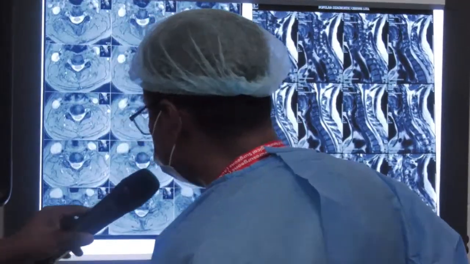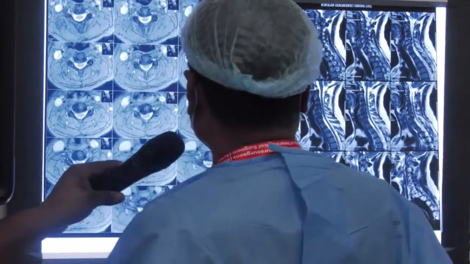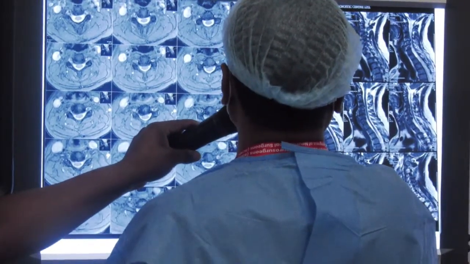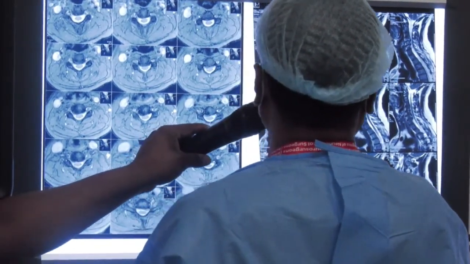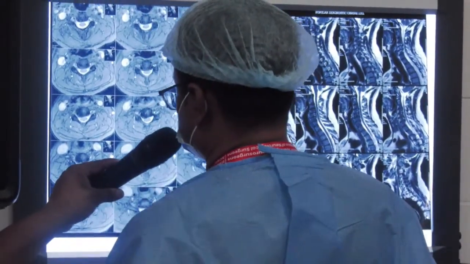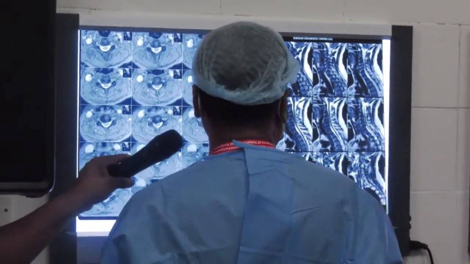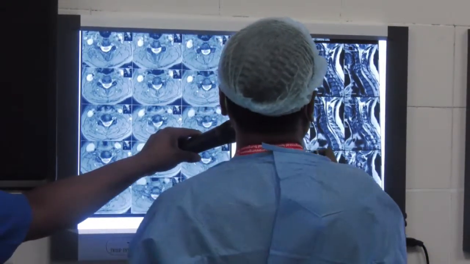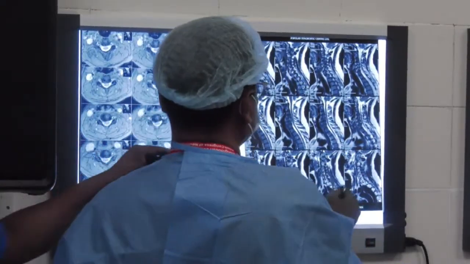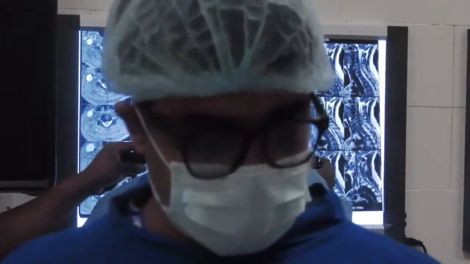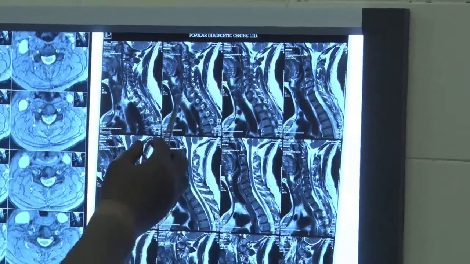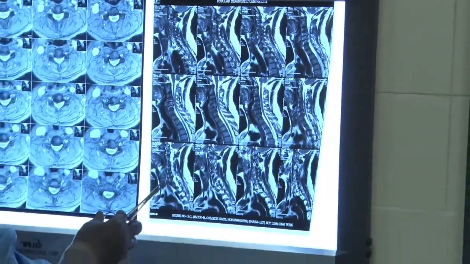This is a 45-year-old gentleman having neck pain with left-sided radiculopathy. Actually, the patient is suffering from radiculopathy. And on MRI you can see it is so big.